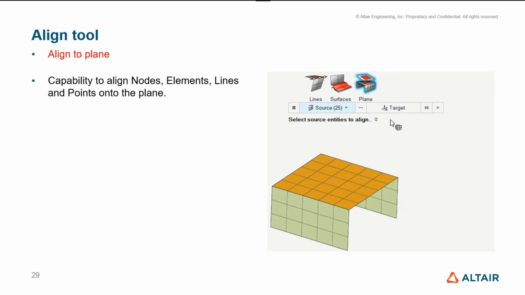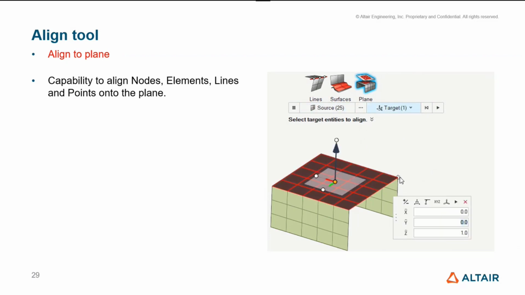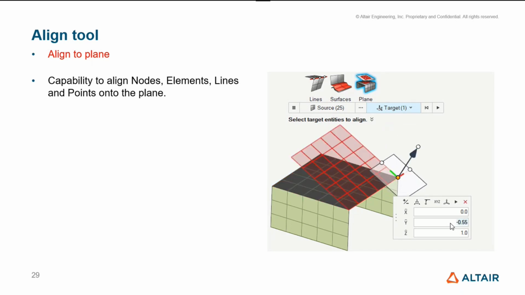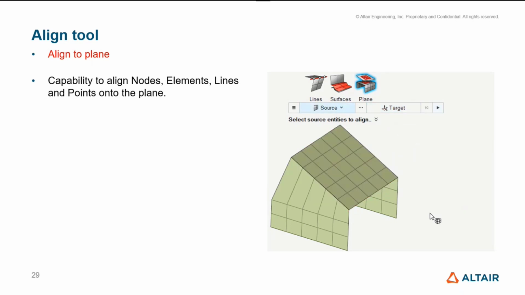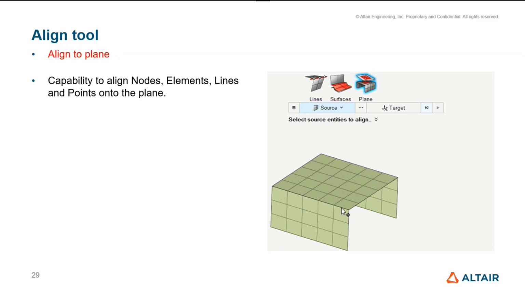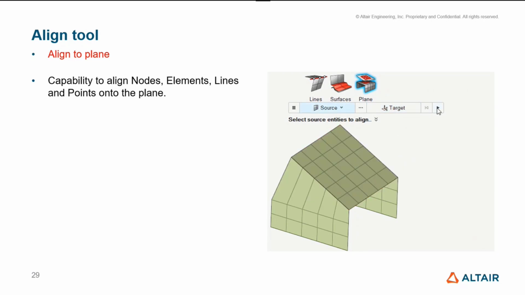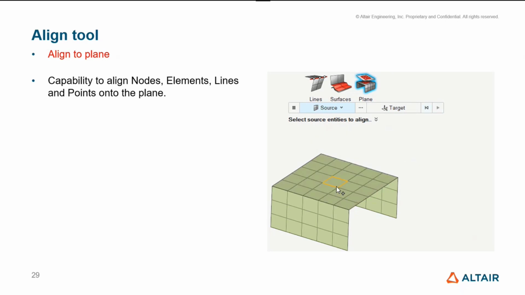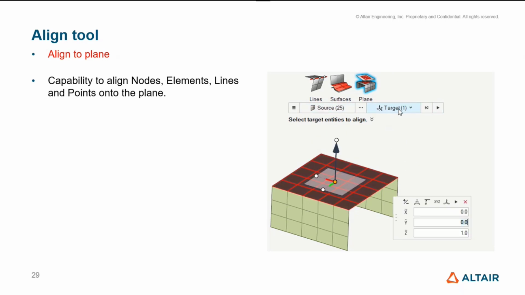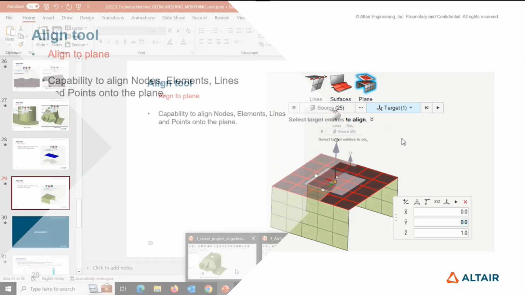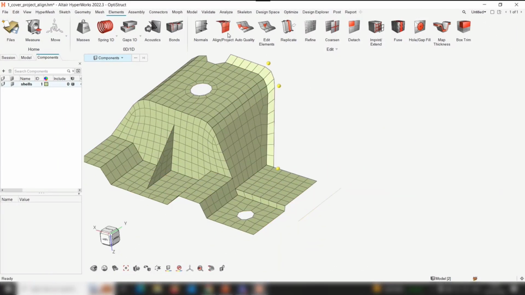Similar to that, we do have an align to plane capability, wherein the user can select source as nodes, elements, points, and all of that, and then define a plane. And in the plane also, the plane can be quickly aligned to a different angle or local axis and all of that, and then projection can be done. So what I will do is I will quickly show the demo of the same in a little bit more detail.